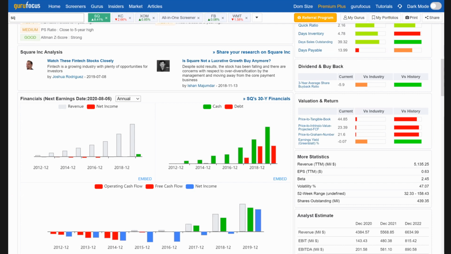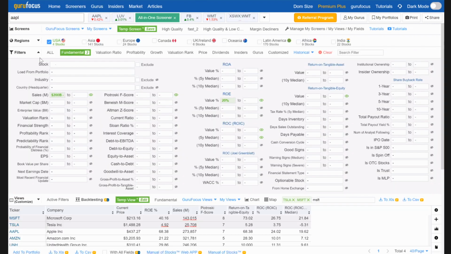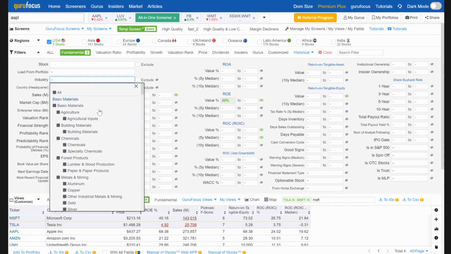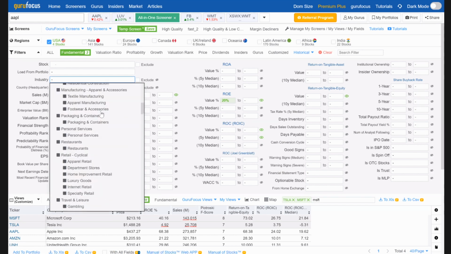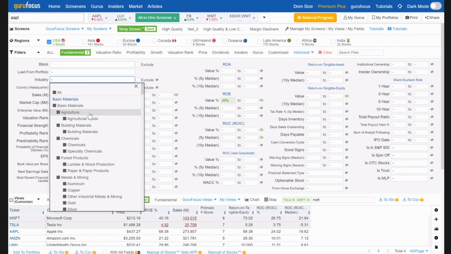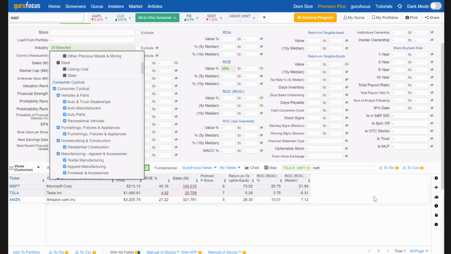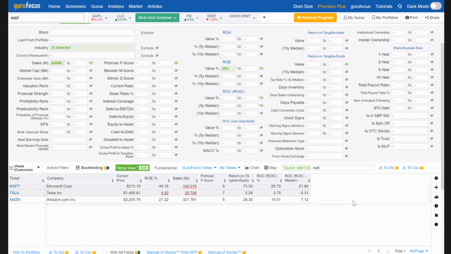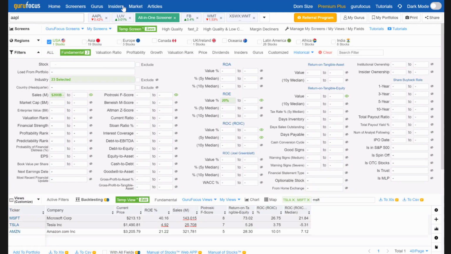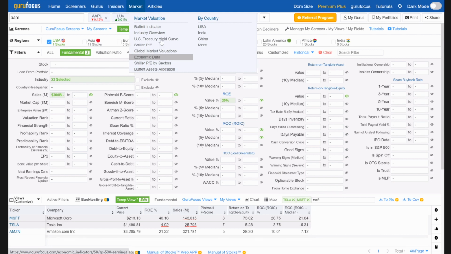Someone at the beginning asked about searching by sector. And searching by sector, I think the best way to do it is in the all-in-one screener. And we have an industry tab here. From here, you can select any industries you want, and you only screen from those industries to get the stocks you need. That's a way of doing it. We also have a page called industry overview.